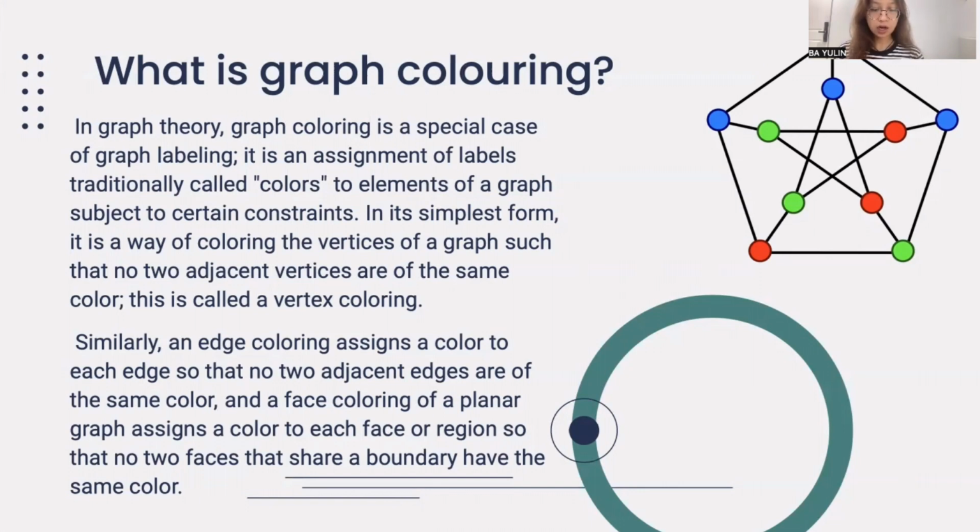Similarly, an edge coloring assigns a color to each edge so that no two adjacent edges are of the same color, and a face coloring of a planar graph assigns a color to each face or region so that no two faces that share a boundary have the same color.